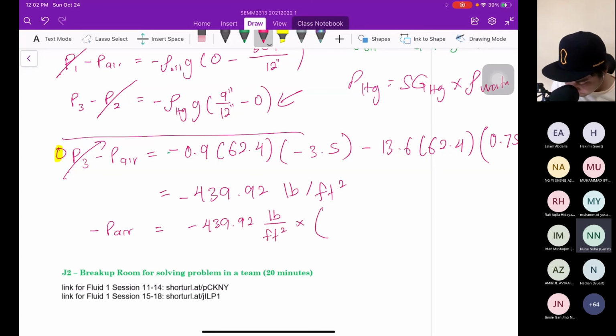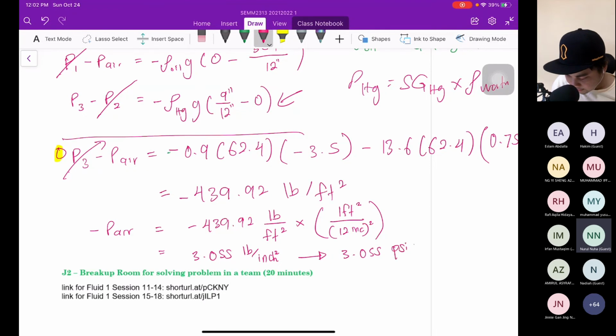You can do the conversion. One foot squared equals 12 inch squared. After the conversion, you will find the answer is 3.055 pounds per inch squared. So this is actually 3.055 PSIG. That is the final answer.